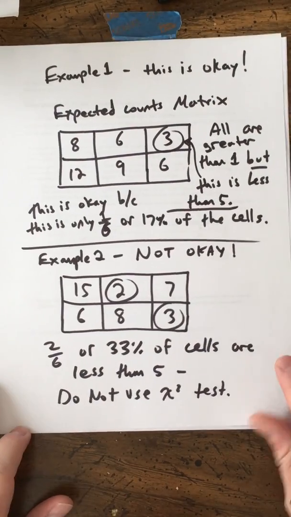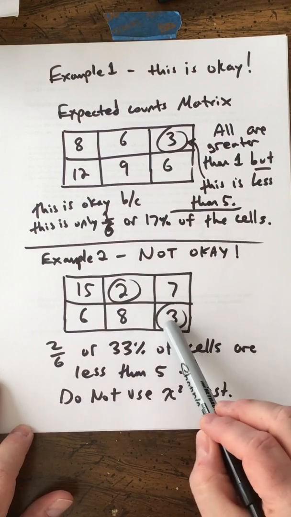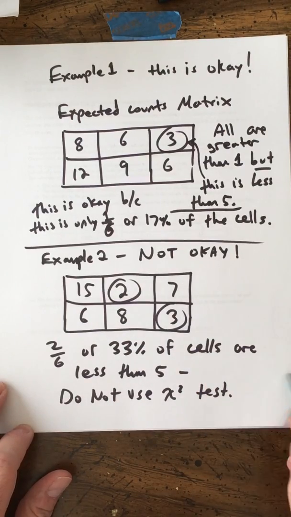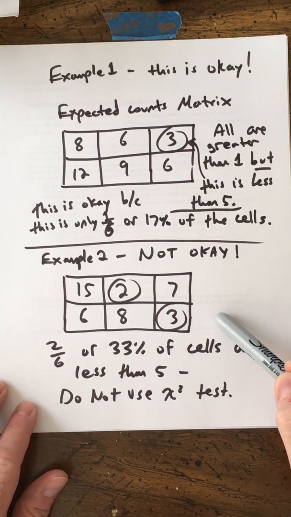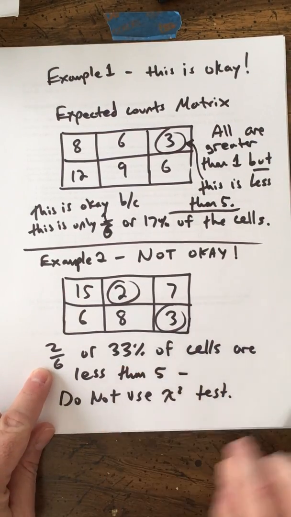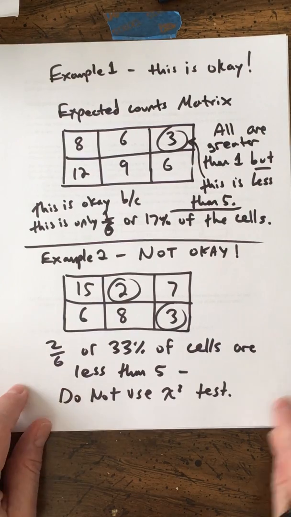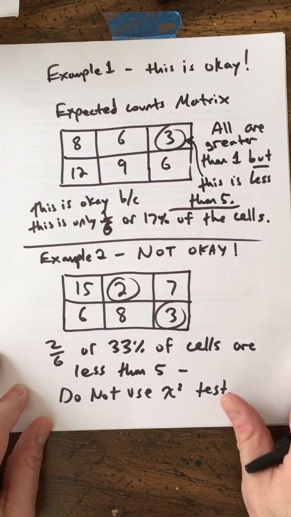This is not okay. Here we have 6 cells. 2 of them failed to meet the condition of being more than 5. They're all greater than 1, but 2 out of the 6 are less than 5. That's 2 over 6, or about 33% of the cells, are less than 5. Do not use the chi-square test there.